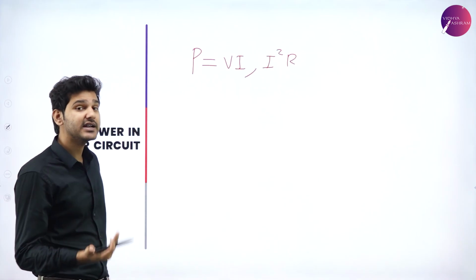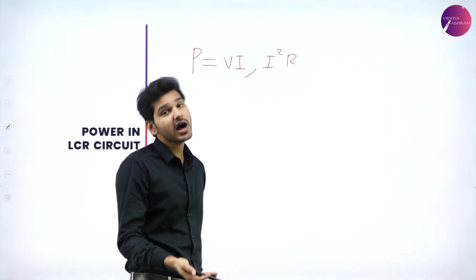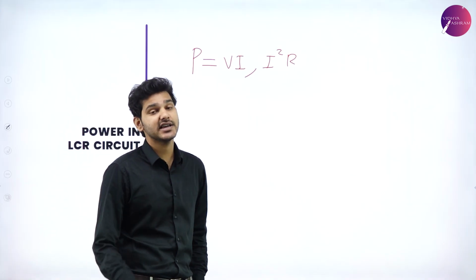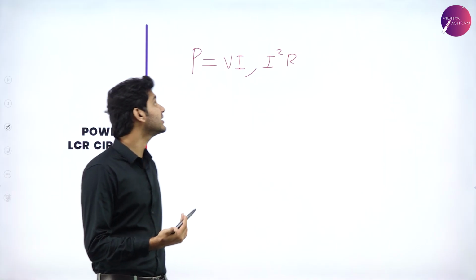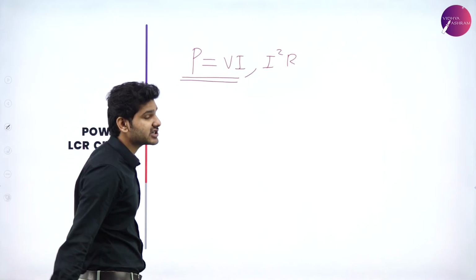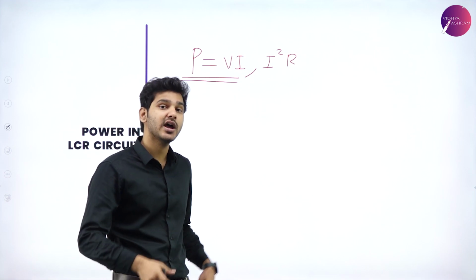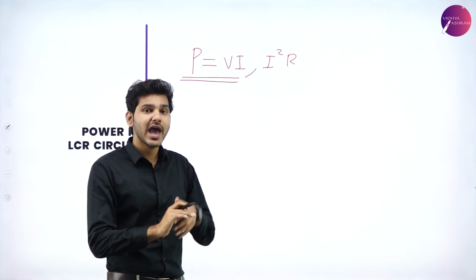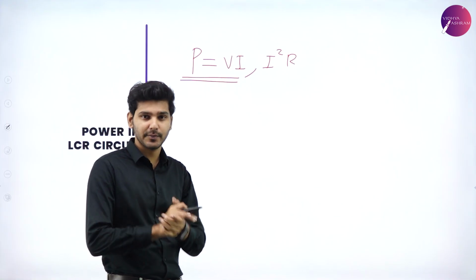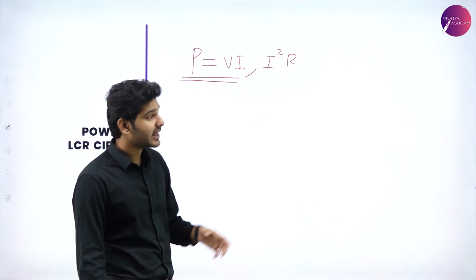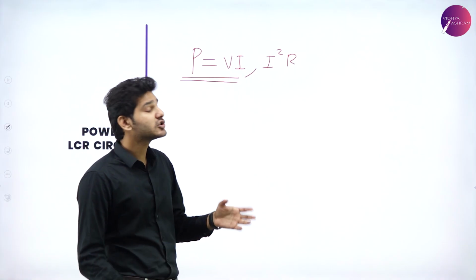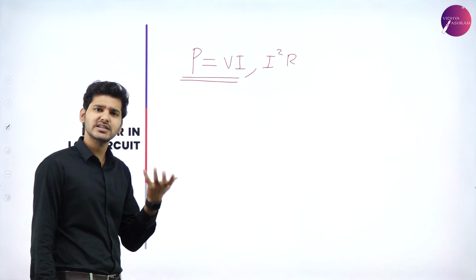Now, since we are dealing with a series LCR circuit, resistance is already included in the LCR. So we'll just take the equation P is equal to VI, the general equation applicable to a DC circuit. If I apply that to a series LCR circuit, what will happen? Again, I cannot take the average values of voltage and current because they will cancel out each other. So I'm going to take the instantaneous values.